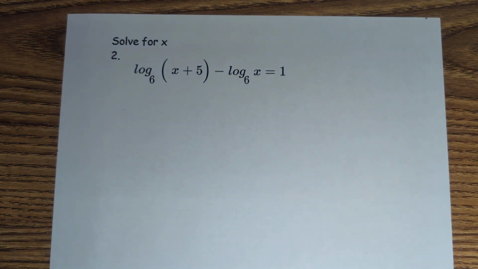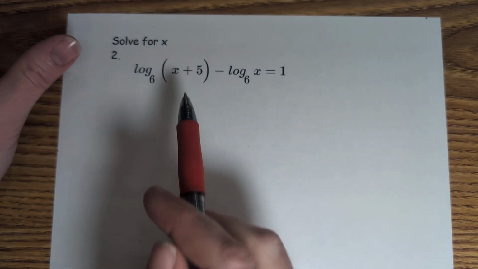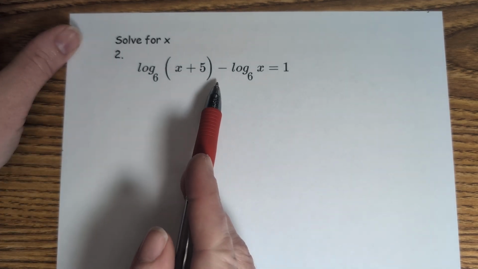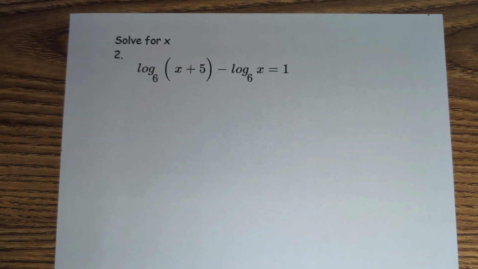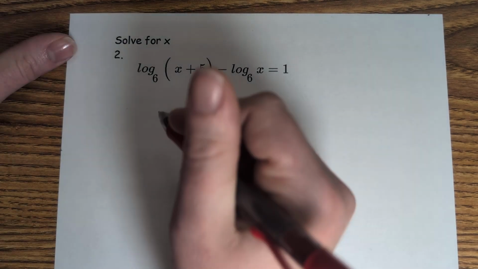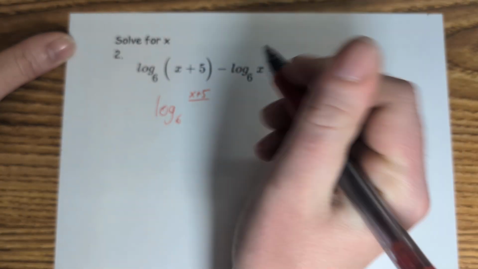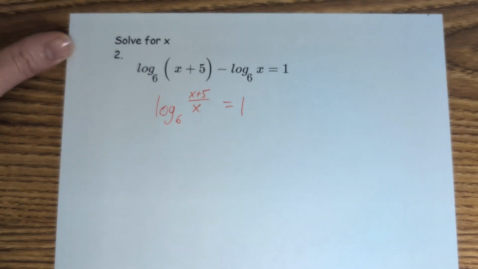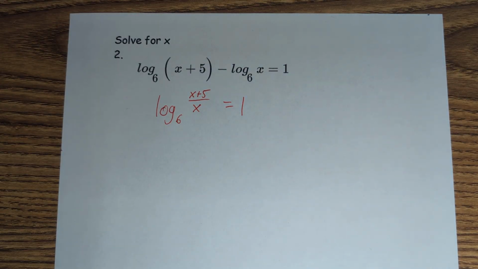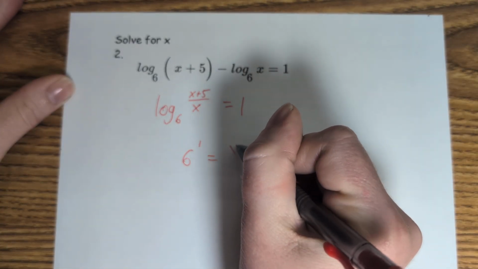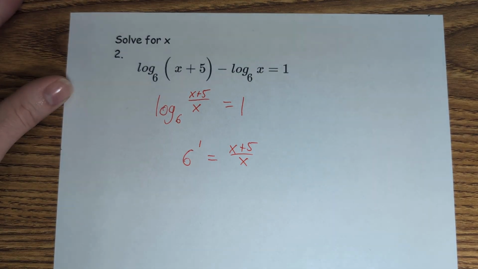Okay, so I've got 2 logarithms. I need to go ahead and combine them together into one. Once again, I have subtraction. That's going to lead to division in the argument when I combine those together and condense my logarithms. So I've got log base 6, and I've got x plus 5 over x, and that's all going to be equal to 1. Okay. Well, that means I can go ahead and convert it to exponential form, and I've got 6 to the first power equals x plus 5 over x.